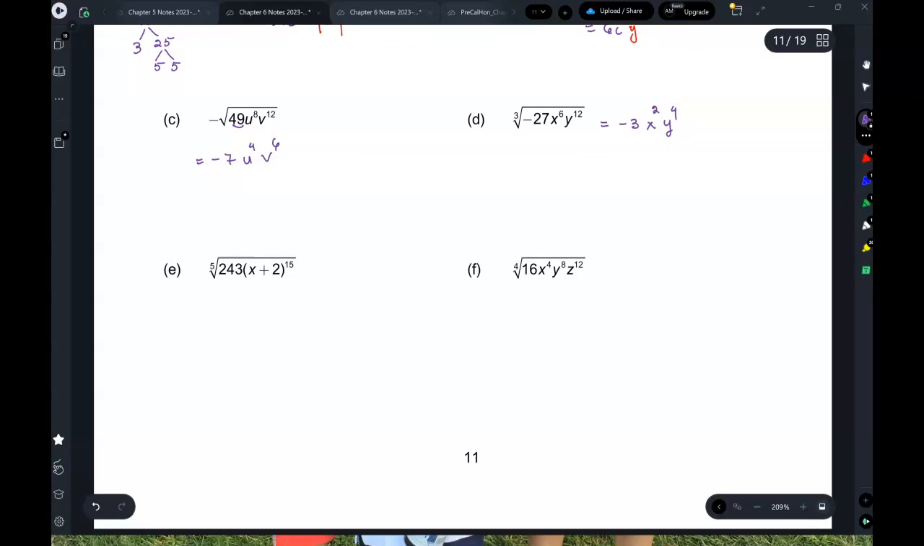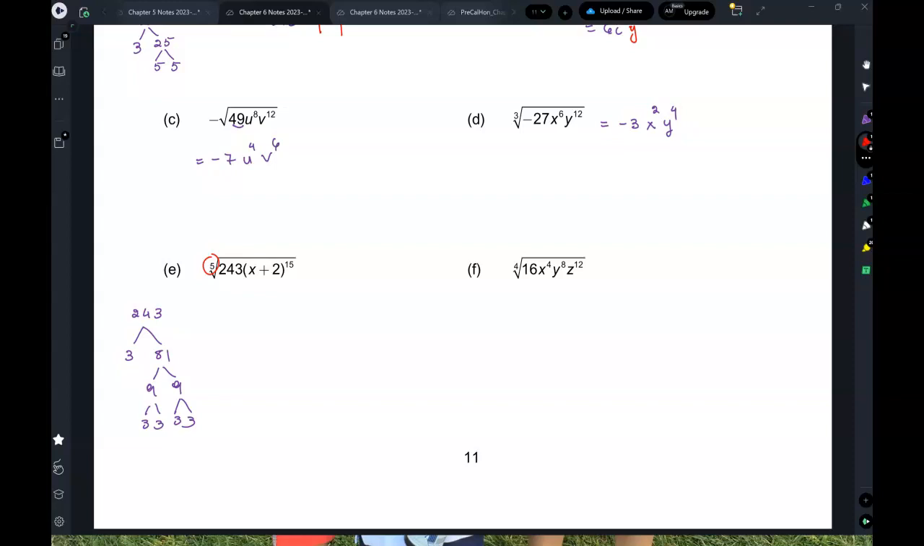Ooh, 5th root of 243. So I got to split up this 243. I can do 3 and 81. 9 and 9, 3 and 3, 3 and 3. Okay, if I have a 5th root here, then I have to group these by 5. Okay, well, let's see. 1, 2, 3, 4, 5. That's all one group of 3s. So 3 comes out.